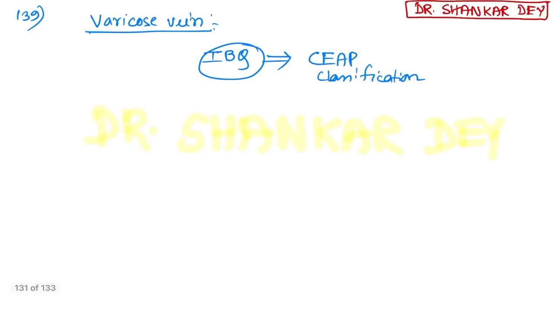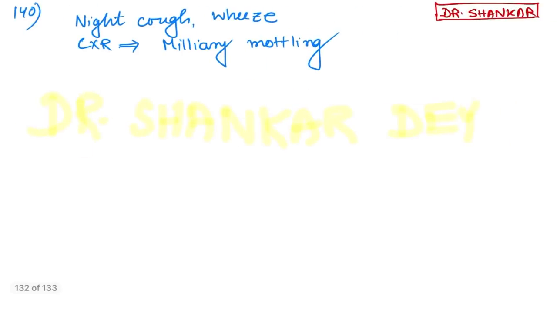So varicose vein, one image was there. I have not found it on Google, so I don't know from where they have taken the image. CEAP classification was asked, so please find out the image on Google, then answer the question.